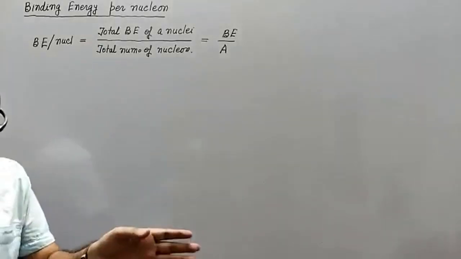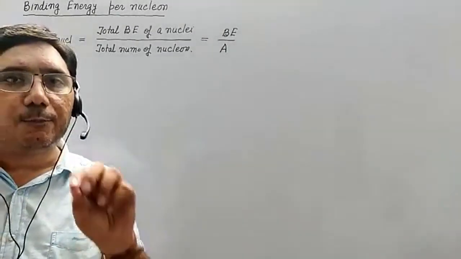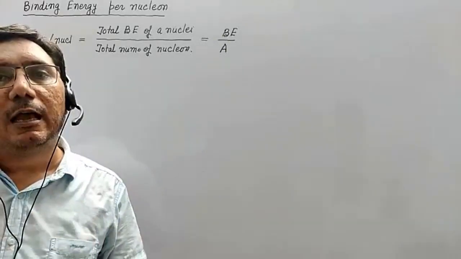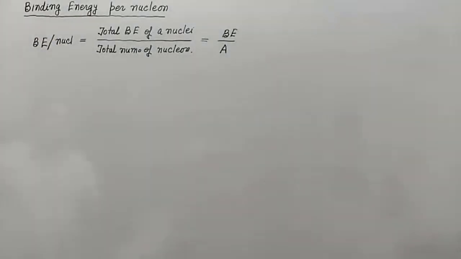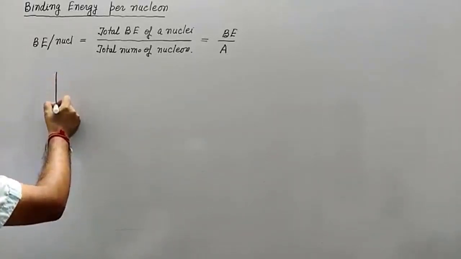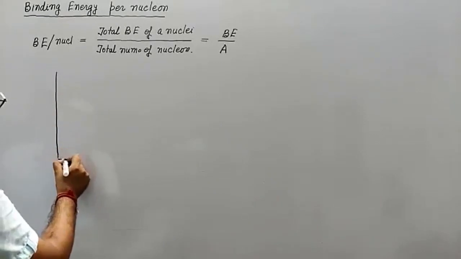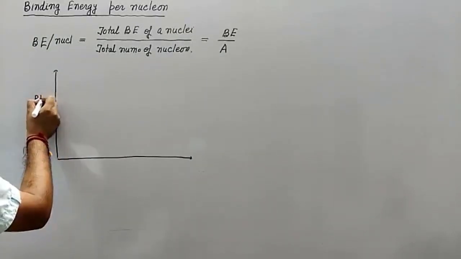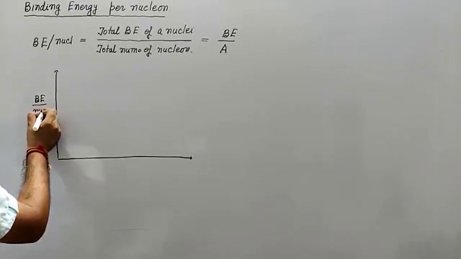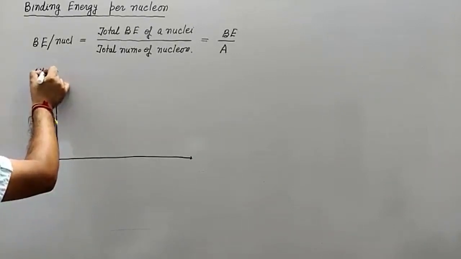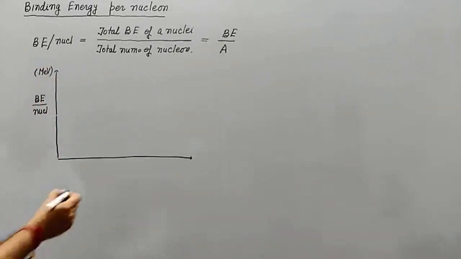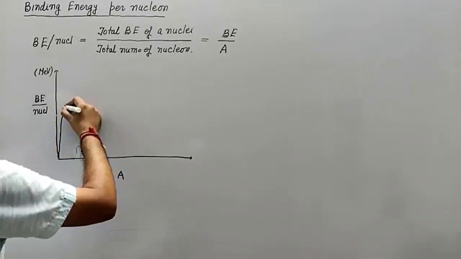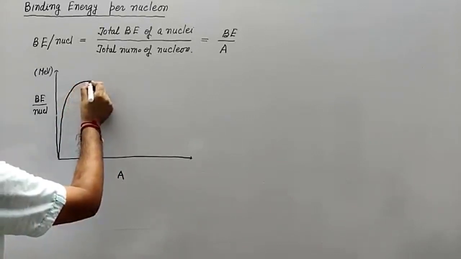After calculating the binding energy per nucleon for all the nuclei, if we plot a graph of binding energy per nucleon, in MeV, as a function of mass number A, we find this type of plot.